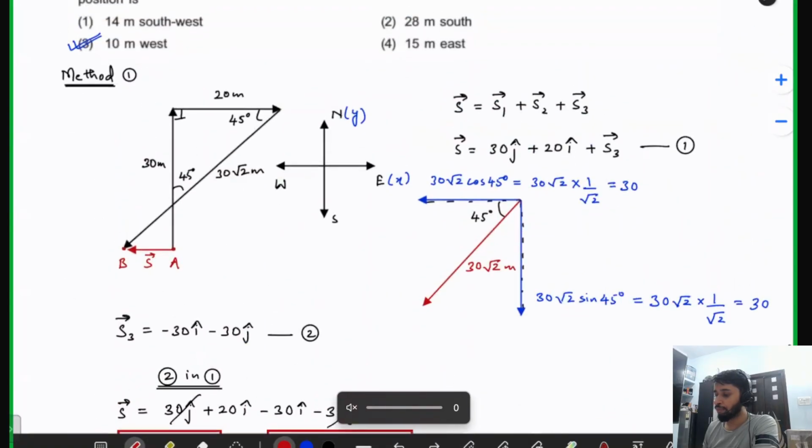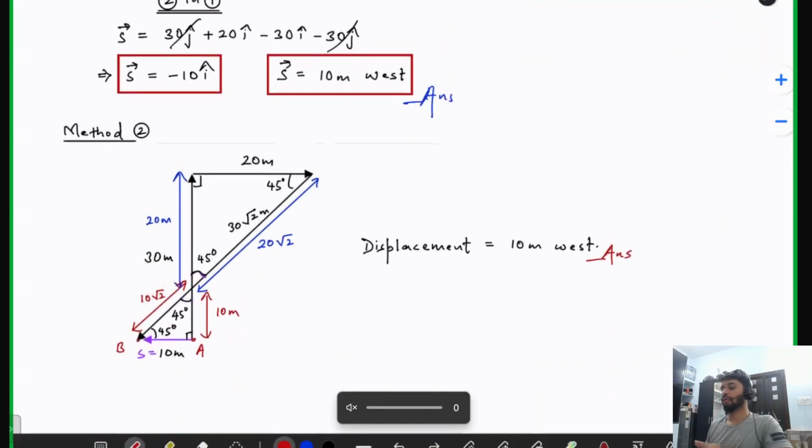So I'll keep it till here for today. We'll continue this in the next class. We have done a good amount of questions on distance and displacement. Now we'll start with average speed and average velocity, mostly the average speed part in the next video.